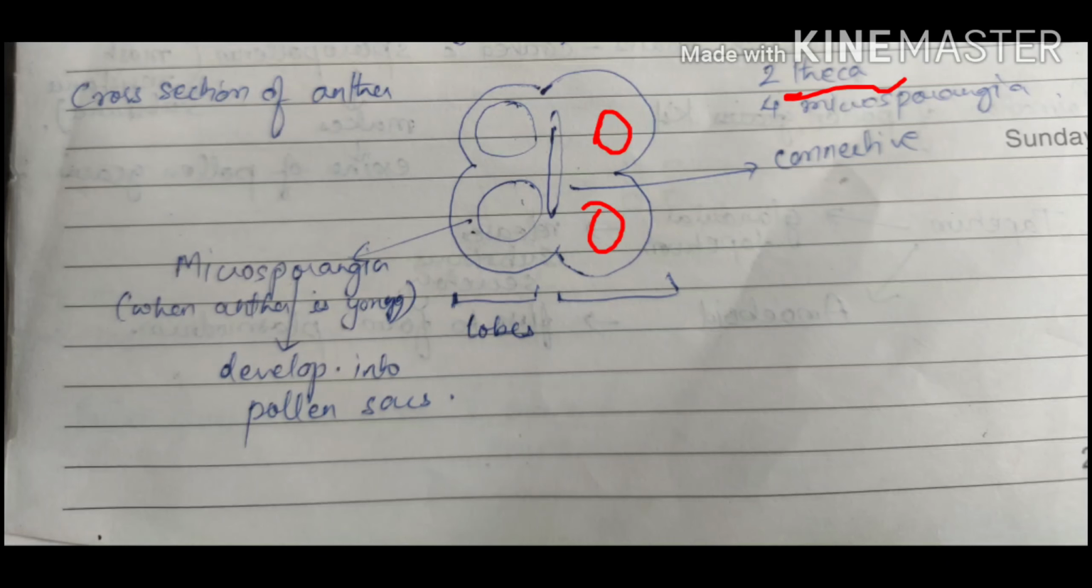Inside it you will see four chambers are there. That four chambers are known as microsporangia, and in between two thecas there is a sterile connective tissue which does not participate in the reproduction process. When the anther matures, the microsporangia will develop into pollen sacs, and you will see that the anther, which is containing two thecas, will have four mature pollen sacs in which pollen grains will be there.